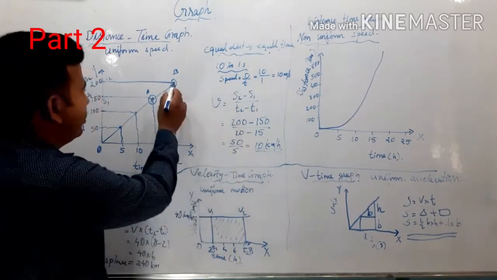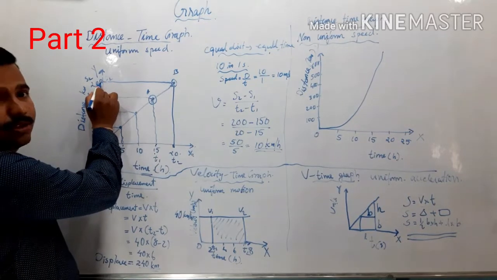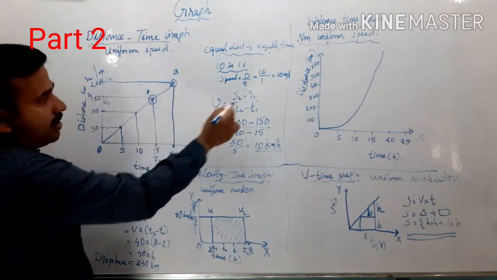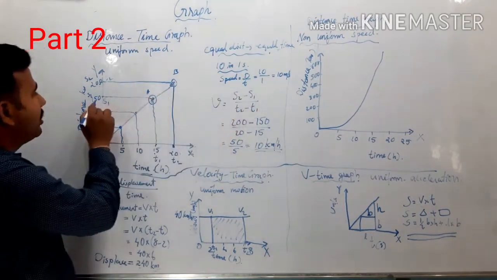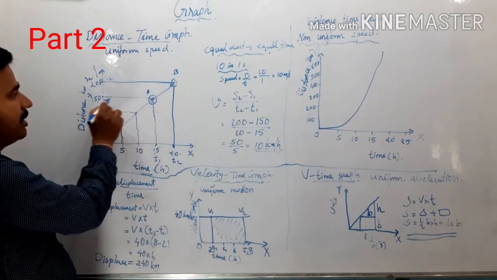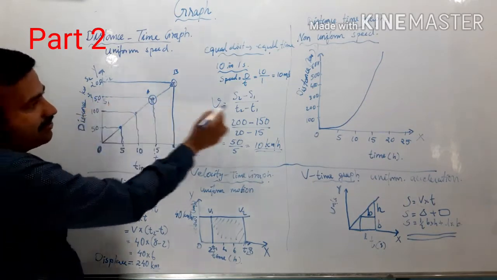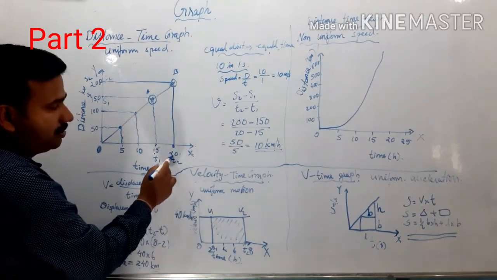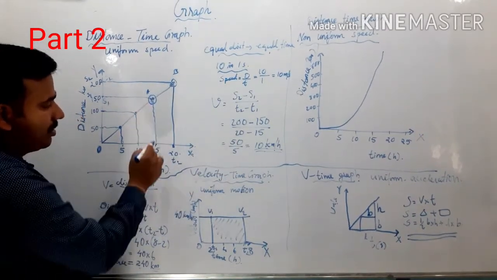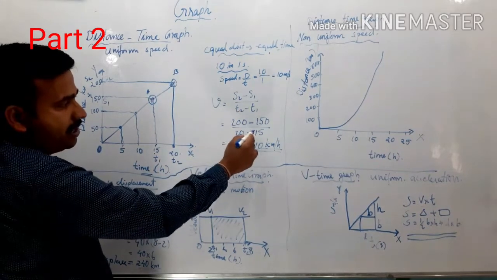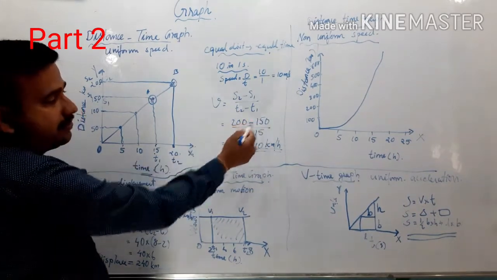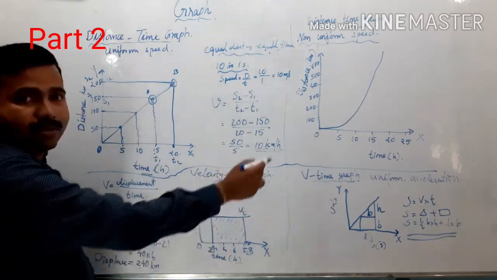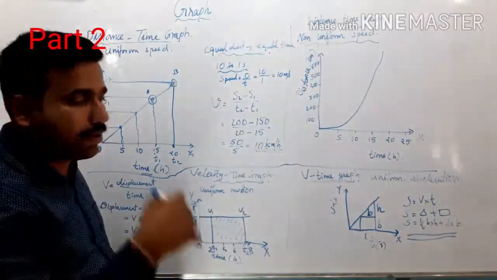So we can write: S2 is 200, the distance traveled corresponding to the point B. Then minus S1, the distance traveled corresponding to the point A, that is 150. So 200 minus 150, divided by T2, which is 20, minus T1, which is 15. What is 200 minus 150? You will get 50, and 20 minus 15 you will get 5. 50 by 5, you will get 10 kilometers per hour.